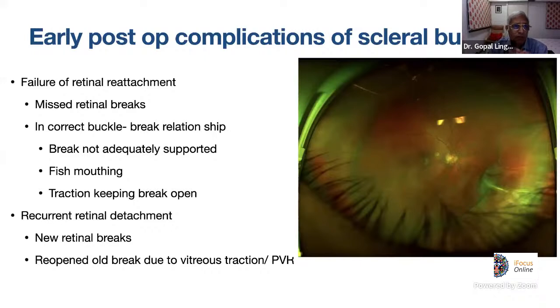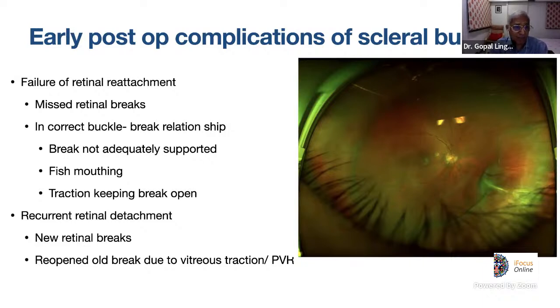The early postoperative complications of scleral buckling are failure of retinal reattachment. The failure of retinal reattachment could be because you missed a retinal break, or it could be because of a new retinal break. It could be because of incorrect buckle-break relationship. The purpose of placing a buckle is so that you indent the eye wall against the break, so that the break settles on the buckle and is well supported. And the cryoatrophy or laser atrophy makes it a more firm closure.